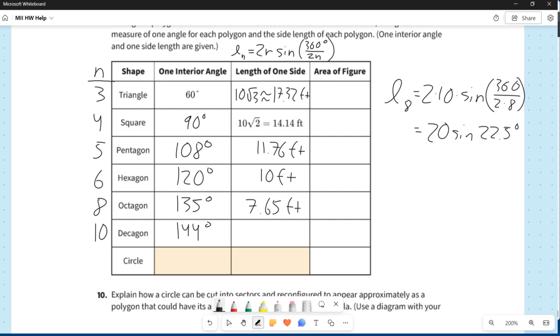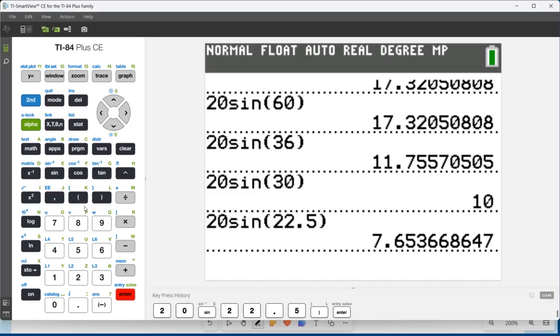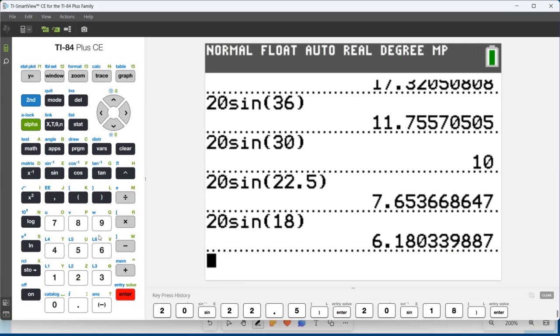And finally, for a decagon, I'll erase both of these at the same time. So L sub 10 is going to be 2 times 10 sine of 360 divided by 2 times 10. 2 times 10 is 20, and 360 divided by 20 is 18 degrees. I don't know anything about the trig applications of 18 degrees, so 20 sine of 18 is 6.18.